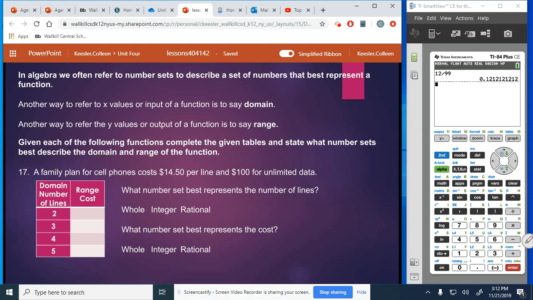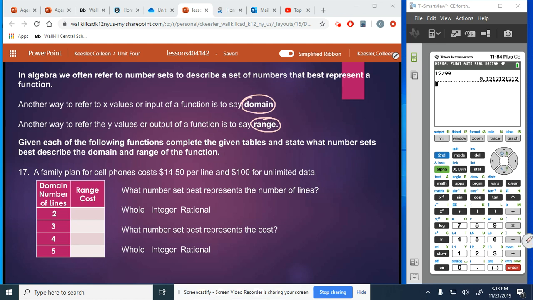Okay, so in algebra, we often refer to number sets to describe a set of numbers that best represent a function. Another way to refer to x values or input of a function is to say the domain. And we've actually seen this show up in a couple lessons, but I didn't really address the actual definition of it because it was in relationship to an inequality which had x in the middle. So whenever you're saying domain, you're referring to the x values. Another way to refer to the y values or output of a function is to say range. Okay, so domain is always referring to x, range is always referring to y.